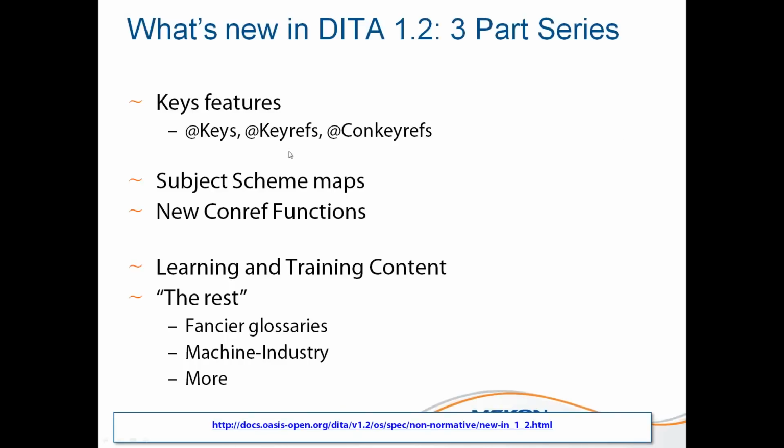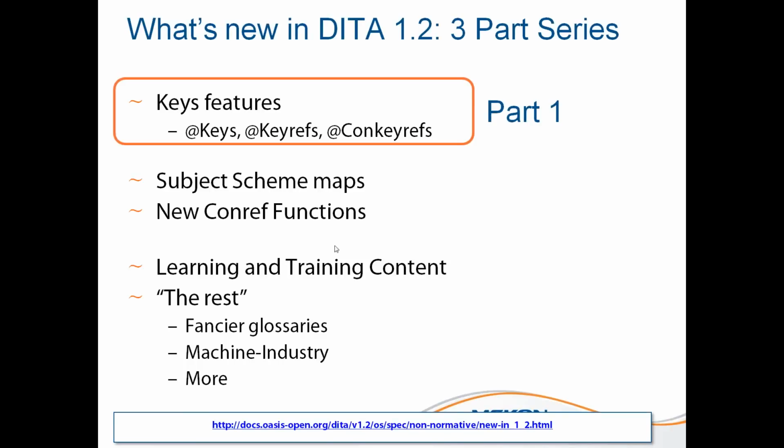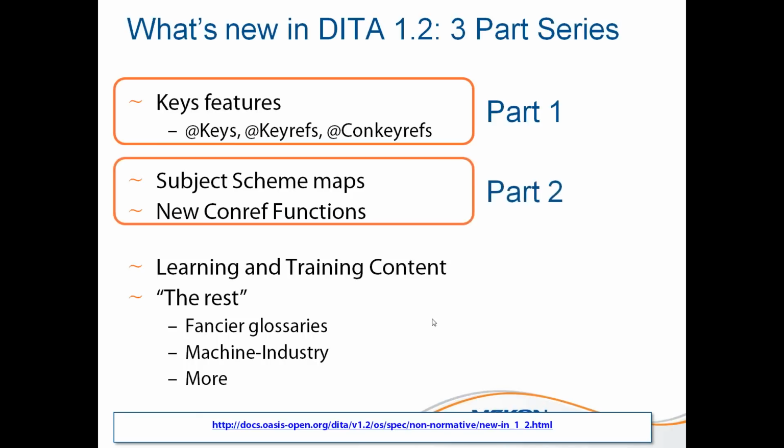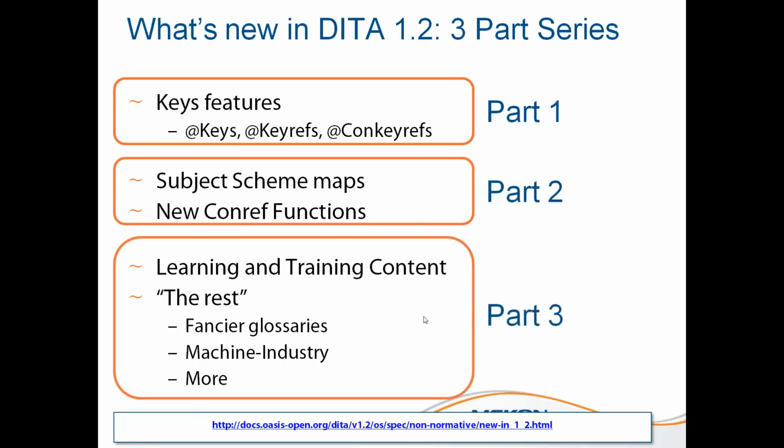Okay, so this is a three-part series. Part 1 today, we're going to look at key features, so that's keys, key refs, and Conkey refs. Part 2, we're going to look at subject scheme maps and the new conref functions. And then Part 3, we're going to try to do the rest, so that's learning and training and everything else. There's so much in 1.2 that this series really is an overview, and you'll have to come back for other deep dive sessions or maybe sign up for some training if you want to know more.